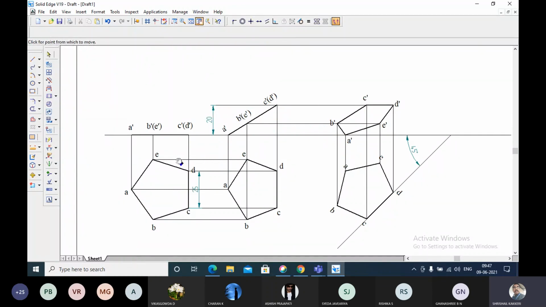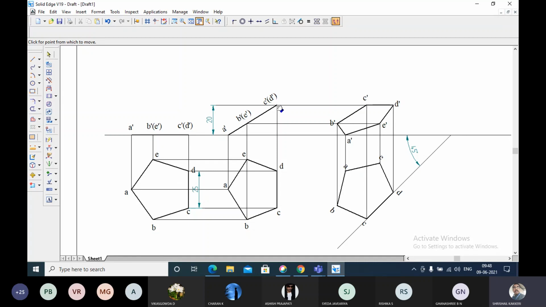A pentagon lamina of sides 25 mm is resting on one of its corners. When a corner is given, the corner is to be taken on this side, the left-hand side. And for the other condition, they have not given us the angle. Instead, they have given the edge opposite to the corner on which it rests. CD is the edge, and in the front view it appears to be a point.